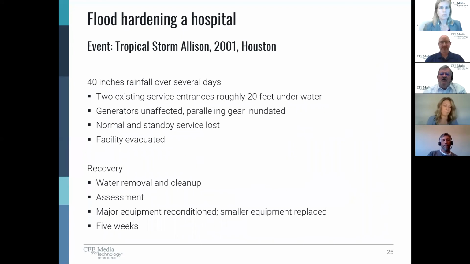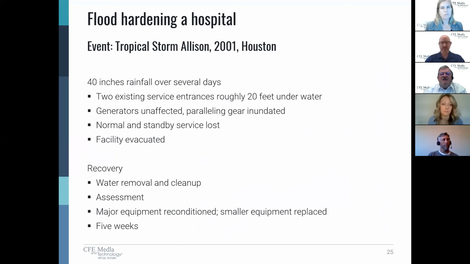I'm going to talk about a case study of a hospital in Houston that was flooded in 2001 and did a lot of flood remediation and hardening after that. The event that started the project was Tropical Storm Allison in 2001, in June in Houston. It dropped 40 inches of rainfall over a few days and caused widespread flooding throughout the whole area.